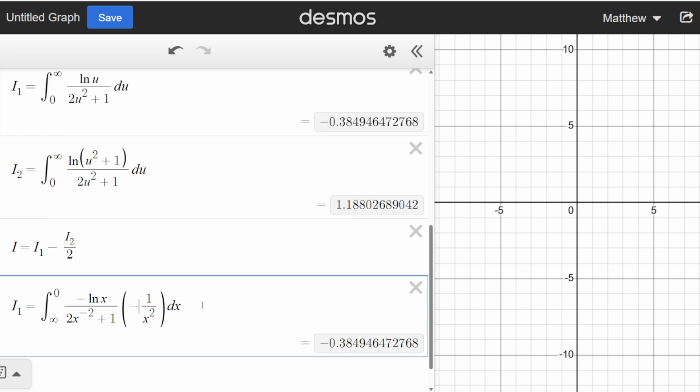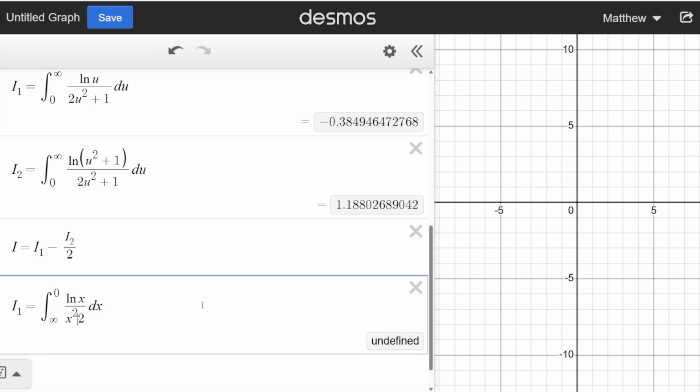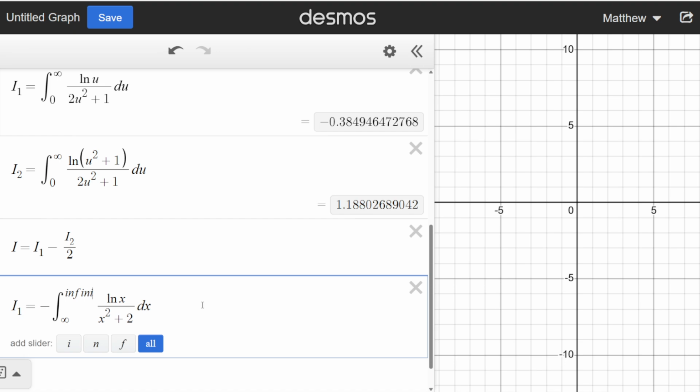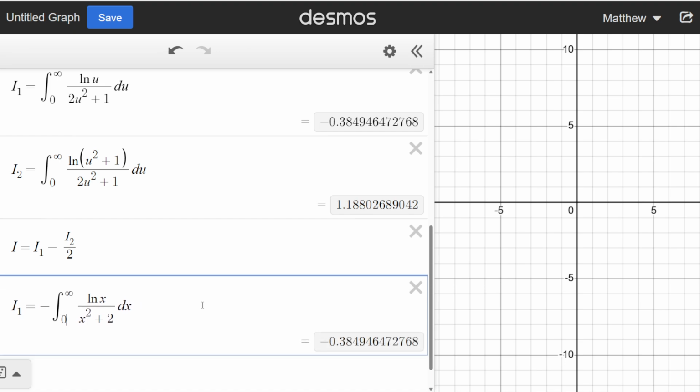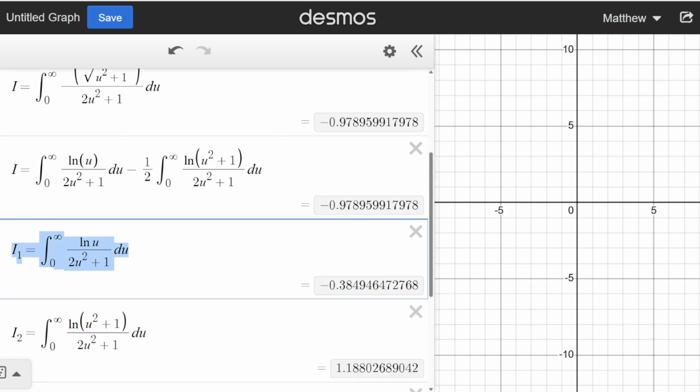Okay, let's go ahead and clean this up a little bit. This negative cancels this negative. Let's distribute this x squared in here, x squared. And this is just going to become a 2. All right, and then I'm going to switch the order of these, and then I'm going to put a negative sign here to switch the bounds of integration. All right, so there's our new I1. So we have I1 is equal to this right here, and we also have I1 being equal to this.